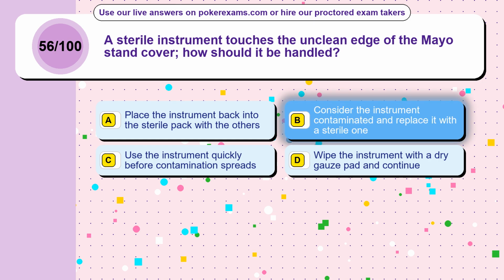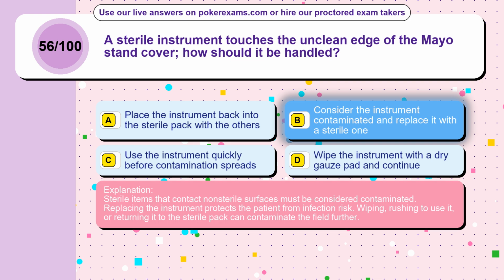Consider the instrument contaminated and replace it with a sterile one. Sterile items that contact non-sterile surfaces must be considered contaminated. Replacing the instrument protects the patient from infection risk. Wiping, rushing to use it, or returning it to the sterile pack can contaminate the field further.